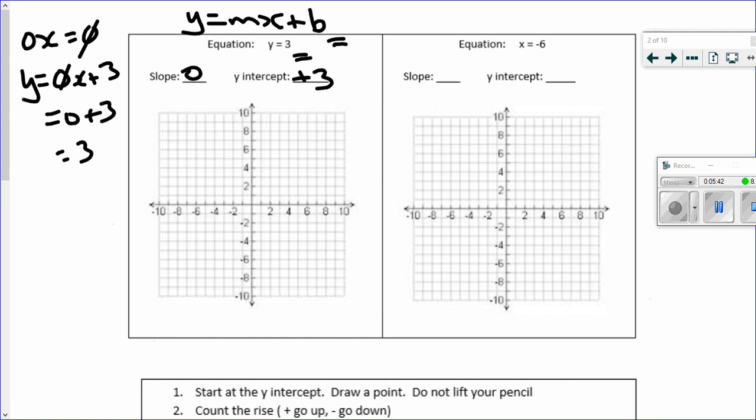So really it's the same thing, but it's a special case. We did look at horizontal lines earlier, but just in case. But graphing this is still the same thing. Start at the y-intercept. And in this case, our slope is 0, so there is no rise. No matter what value of x we have, y is always plus 3. On to the last one.